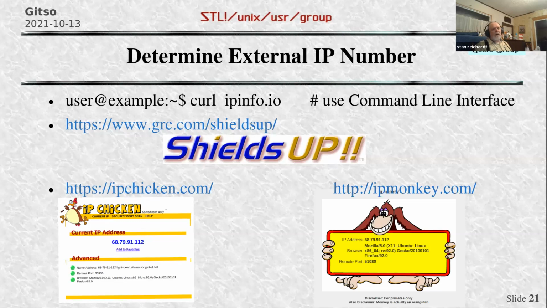When you go through that, it'll give you your IP number. Or you can use a couple of other sites. IP Chicken will give you a number, or even IP Monkey, and those two are really easy to remember. But you get a lot more information for securing your system with the Shields Up section. It's a simple two-step process.